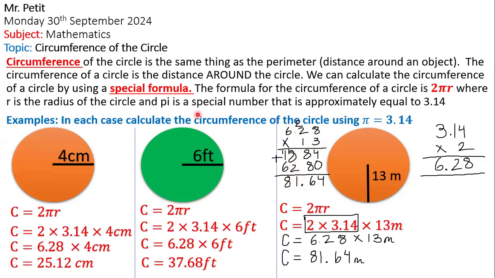All right. Where's Fiani? Okay, so Fiani, this is what we do. We always use our formula, 2 pi r. 2 is always a part of the formula.